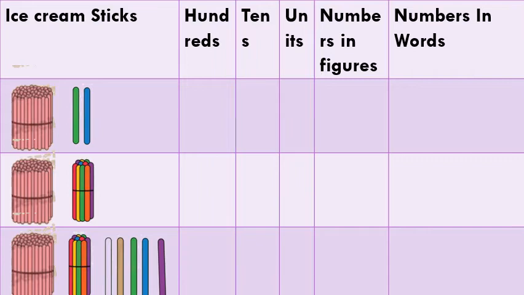Here how many hundreds are there? How many bundles of 100? 1. Can you see there? 1 bundle of 100 is there. And what about the tens? No bundle of tens is there. And units? 2. Two separate ice cream sticks are there. So units 2. Now can you write the number in figures?